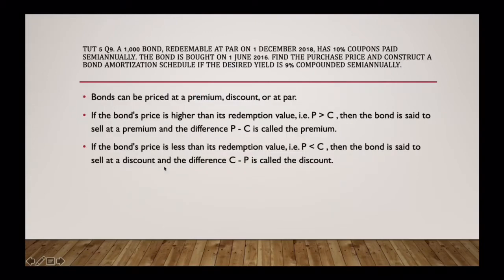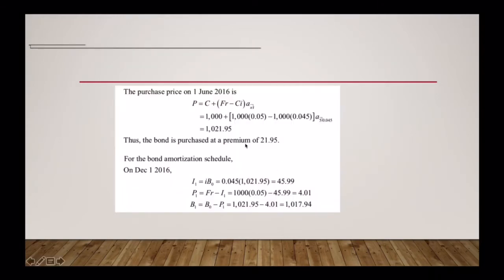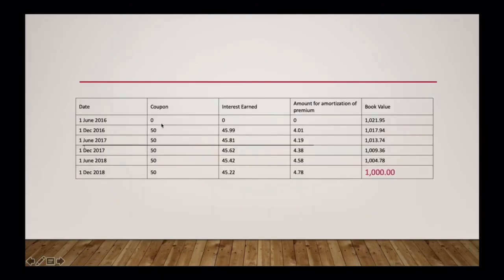Next, we are told to find the bond amortization schedule, which is similar to the topic we previously did in tutorial 4, regarding the amortization and sinking fund method. However, this one is asking about the amortization method. We already found that the premium on the bond is 21.95. So we have found B1, P1, and I1, and here we have the table from Excel. We can simply do this on Excel and construct the table.